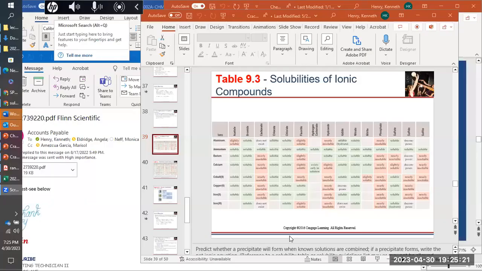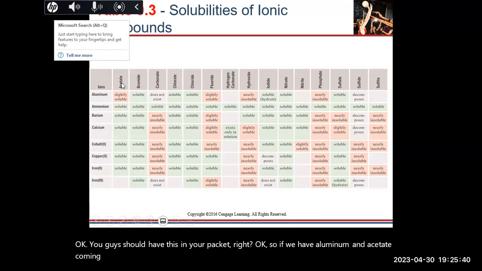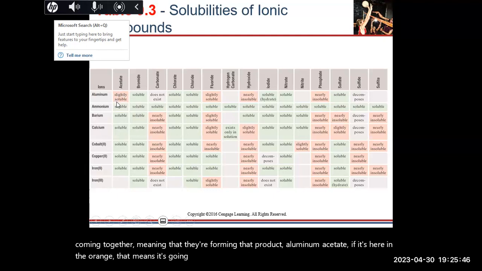Okay, so this is a solubility table. And what it means is, let me blow it up. Can you guys see my screen? Yeah. Okay, you guys should have this in your packet, right? So if we have aluminum and acetate coming together, forming that product, aluminum acetate, if it's here in the orange, that means it's going to form a precipitant.